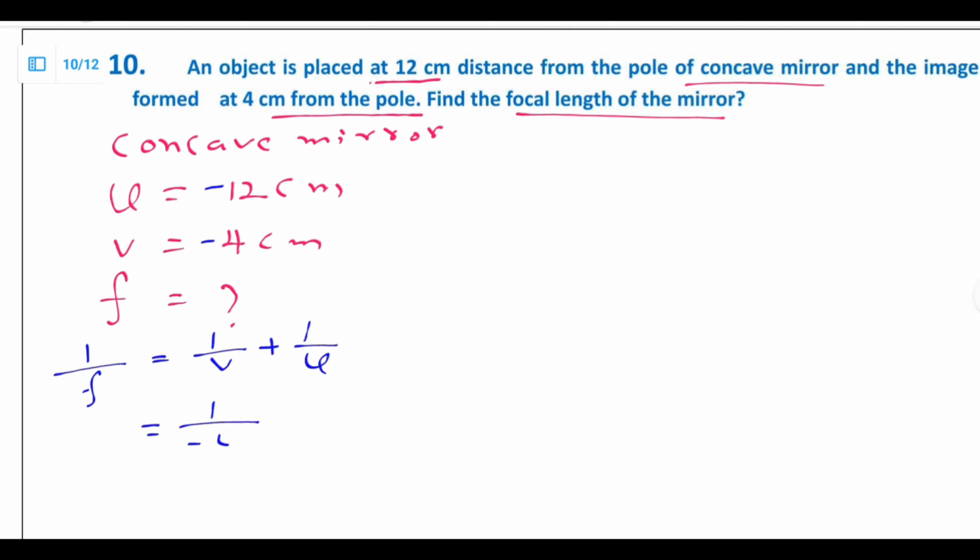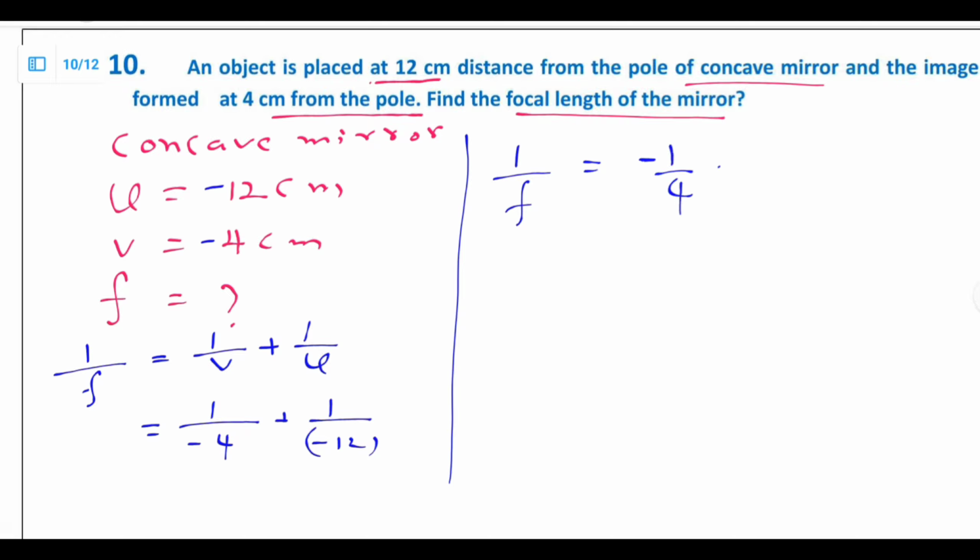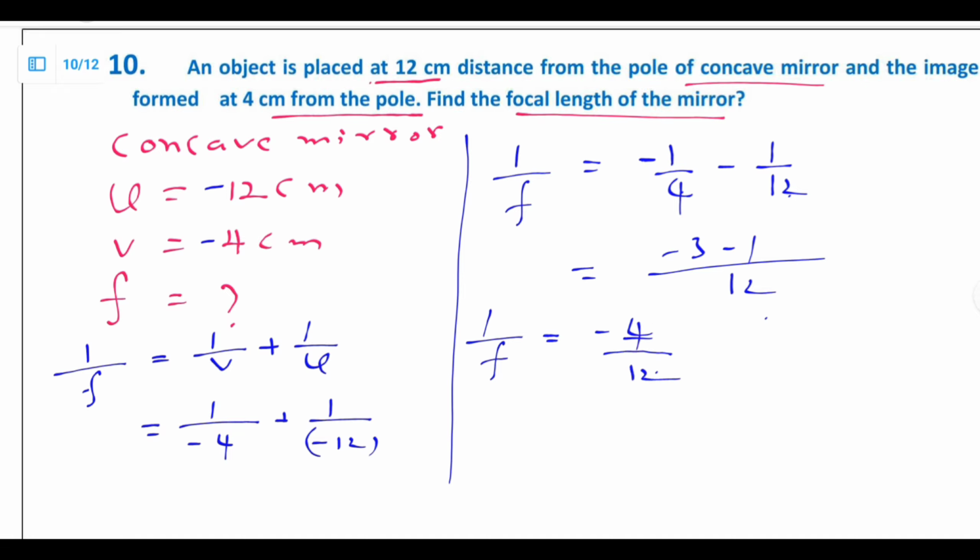v equals to minus 4, u equals to minus 12. 1 by f equals to minus 1 by 4 minus 1 by 12. LCM 12. 4 ones are 4, 3 threes are 12, ones are cancel. So 1 by f equals to minus 4 by 12. 4 ones are 4, 4 threes are 12. So 1 by f equals to 1 by 3.